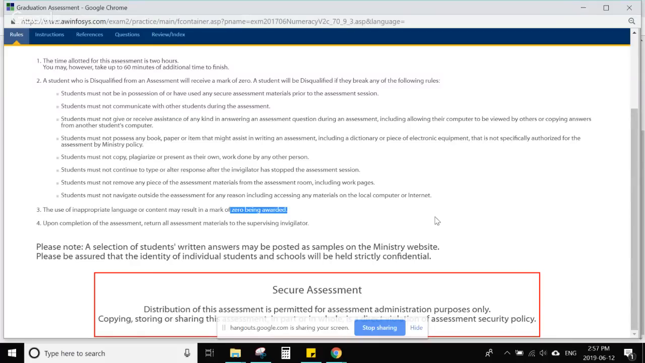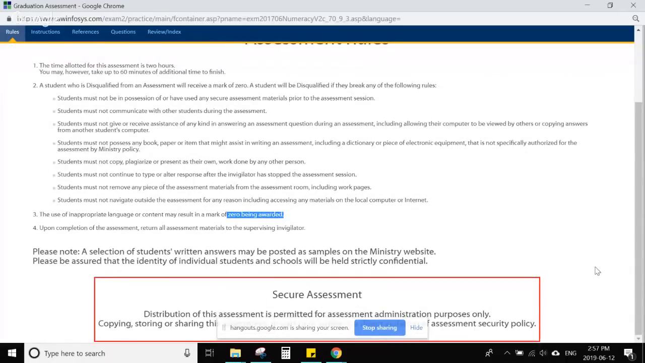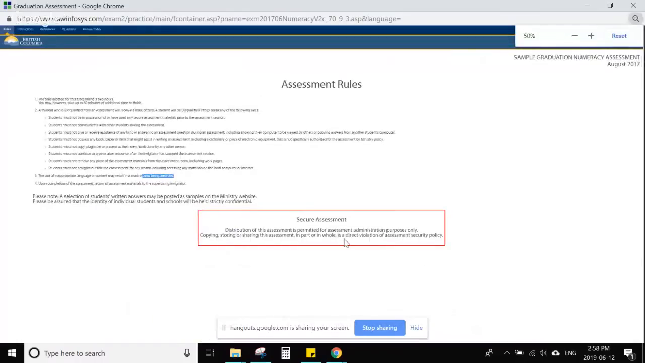Once you've read over the rules, you can click next to go to the next page. Where's my next button?